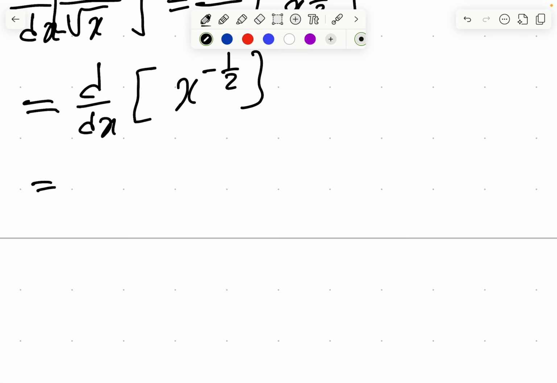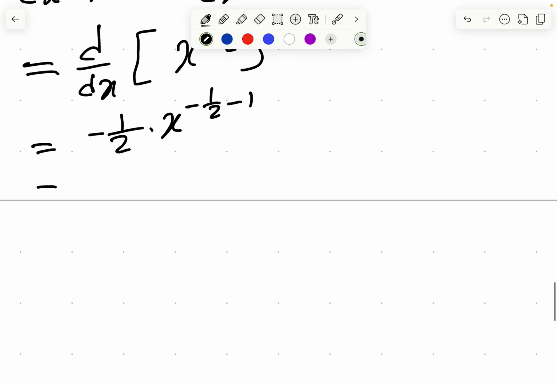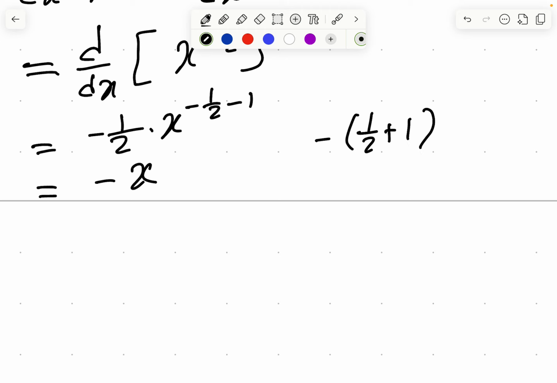Meaning I'm going to have negative 1 over 2 multiplied by x to the minus 1 over 2 minus 1. Understand? Therefore, it's the same as negative, and then minus half minus 1 is like half plus 1, which is 1.5. 1.5 is the same as 3 over 2. It means I'm having negative 3 over 2.